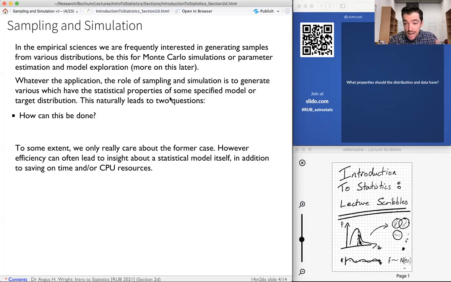That leads to two questions. The first of which is, how do we do it? How do we actually generate fake data, and how do we generate it in a way that is indistinguishable from a true process in nature that generates a distribution of data that we want to model? The second is, how can it be done efficiently? To some extent, we don't really care about the second point, because just doing it is enough, right? But efficient sampling can actually tell us interesting things about how we do this sort of sampling. So this whole section is going to be on sampling and simulation.